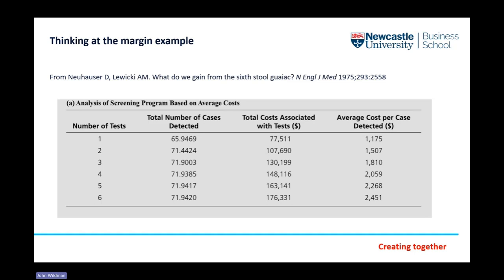Now, I'm no bench scientist, so don't ask me exactly how it works. All I know is these numbers in front of me. So what you can see is that the more that we test the stool, the more cases we detect, the higher the costs are for doing each test, but we can work out the average cost per case detected. And if we do one test, the average cost per case detected is just under £1,200. If we do 6 tests, the average cost per case detected is just about $2,500.